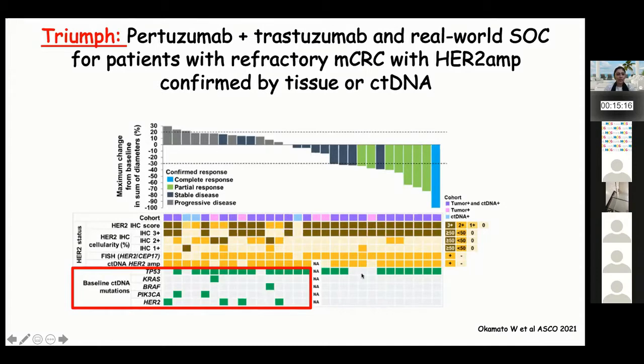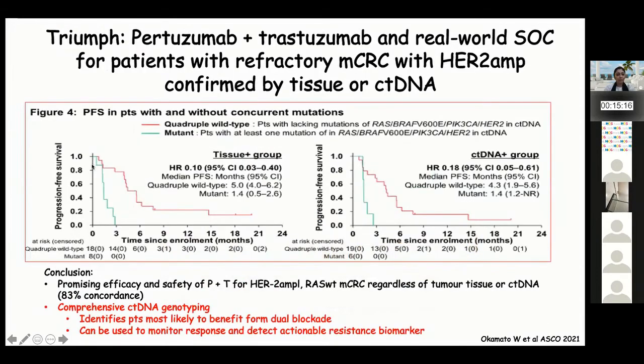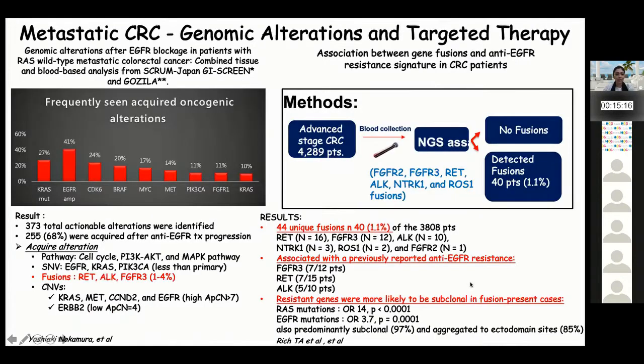Now, when you treated these patients with pertuzumab as well as trastuzumab, if they were quadruple wild type, and remember that quadruple wild type intended for these patients to be RAS, BRAF, PIK3CA, as well as HER2 mutation wild type, these patients had HER2 amplification, they did much, much better than if you had any one of these mutations, really suggesting that liquid biopsies can actually help you identify patients most likely to benefit from anti-HER2 therapy, such as dual blockade, pertuzumab, as well as trastuzumab, and can be used to monitor response and detect actionable resistant biomarkers.